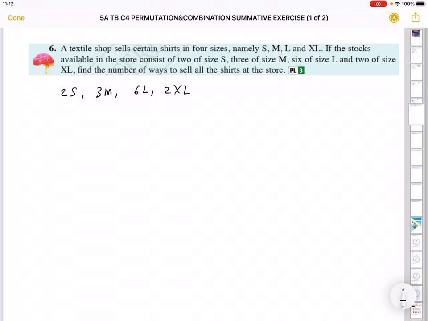Maybe you should say the sequence in which the shirts can be sold, right? Because how many ways to sell is a bit weird. We have to say the first one you sell S first, the next one you sell L first, the next one you sell M first, right? So if you add up, there are 13 of them. So the number of ways to sell the shirts in sequence is 13 factorial.